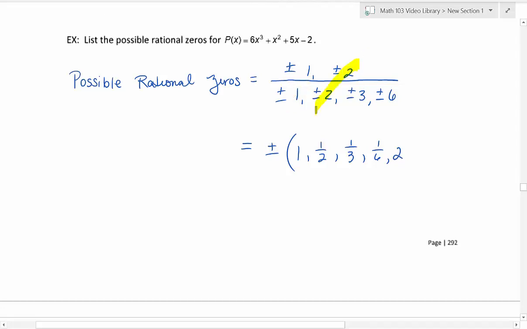Two over 2 is 1, but notice that 1 is already on our list, so there's no reason to include it a second time. So then we have 2 over 3. That's 2/3, not on the list.